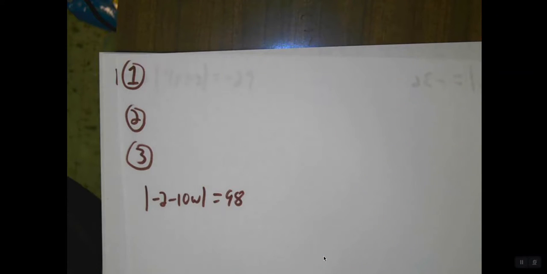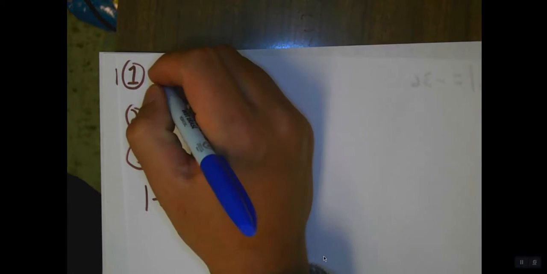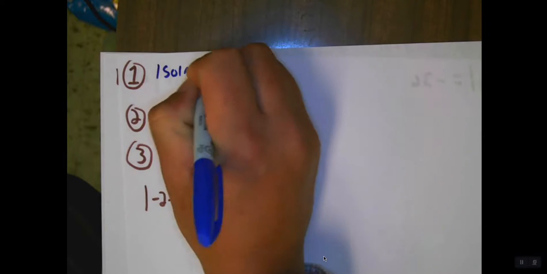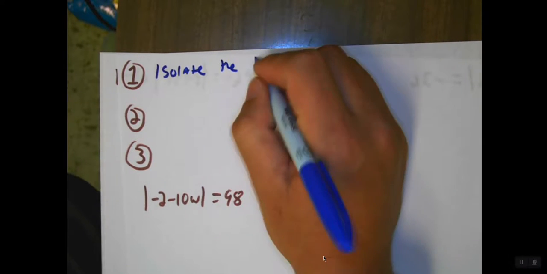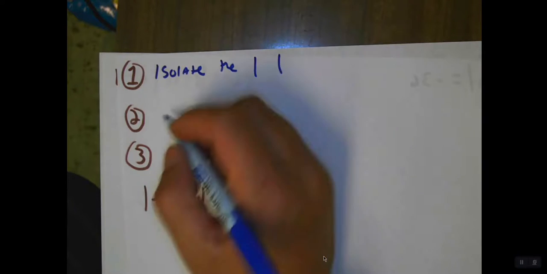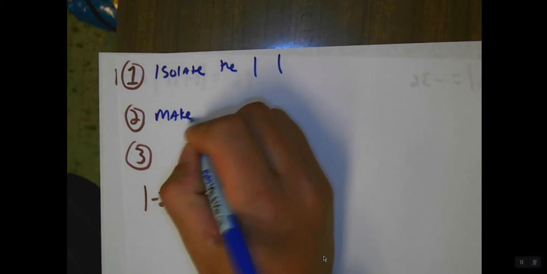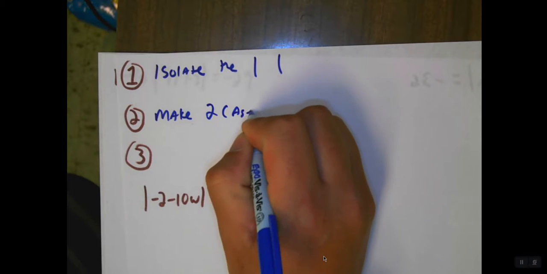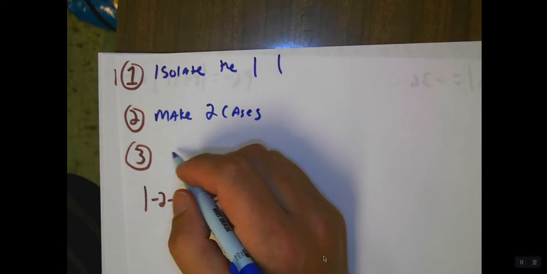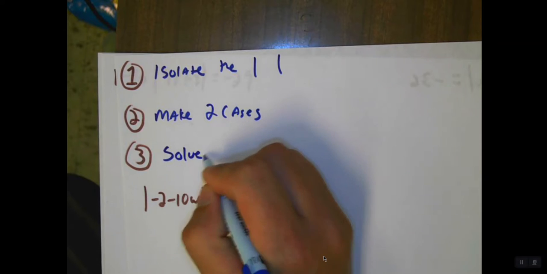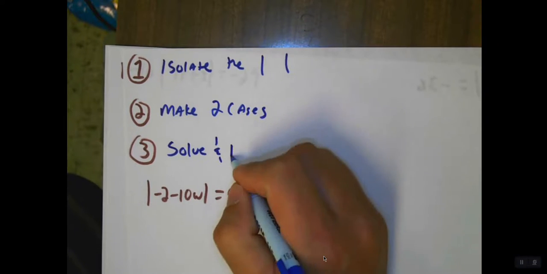The last thing we're going to talk about is absolute values. So I have a 3-step process. First thing, you want to isolate the absolute value. So solve to get the absolute value by itself. And then you make 2 cases, and this is the most important. Solve and check. Because sometimes it does not work.